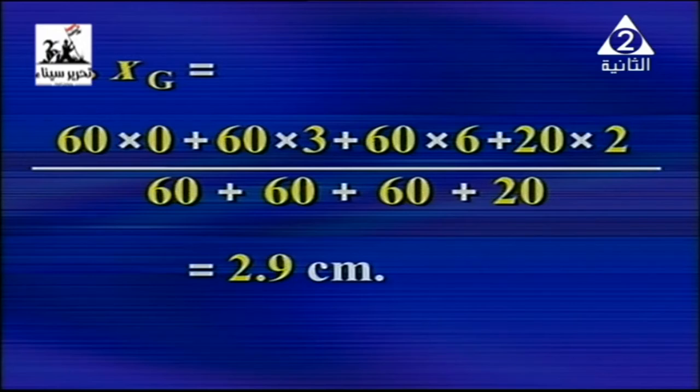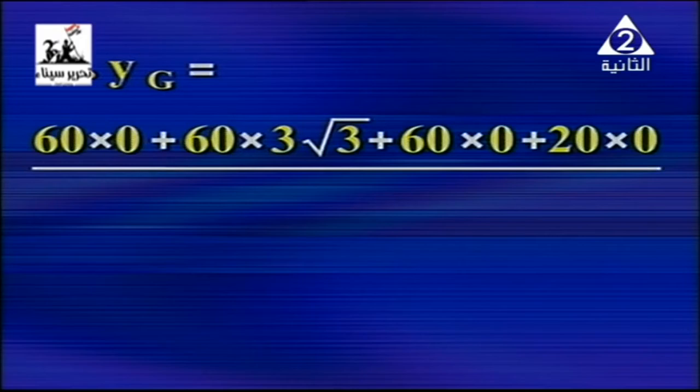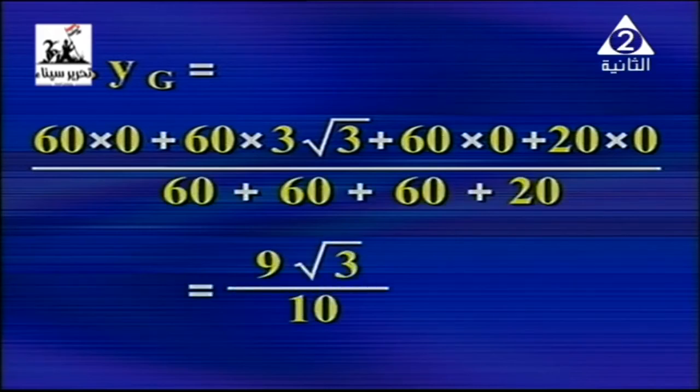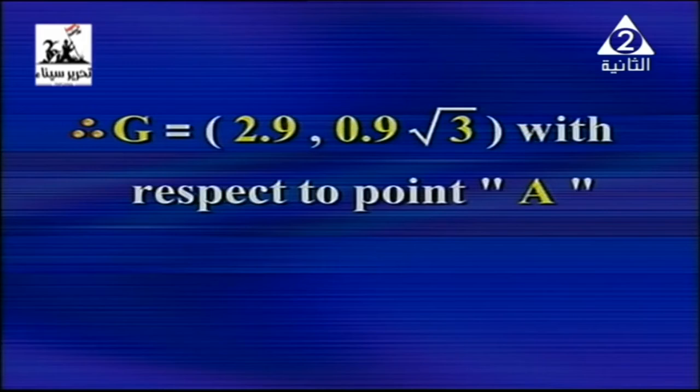After that, by using the same method to find the y coordinate, yg equals m1y1 plus m2y2 plus m3y3 plus m4y4 over the sum of all masses, then yg equals 9 root 3 over 10 centimeter. Then the center of gravity becomes (2.9, 0.9 root 3) with respect to the point A.